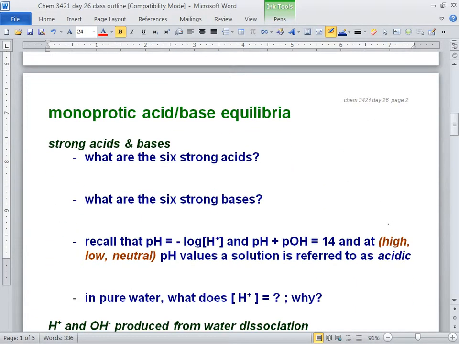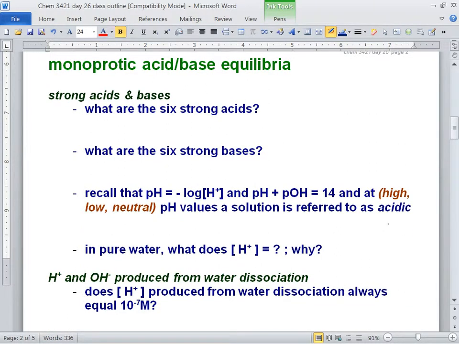Monoprotic acid-base equilibria. What are the 6 strong acids? Marlena, what are the 6 strong acids? HBr, HI, perchloric acid, nitric acid, sulfuric acid, and hydrochloric acid. Yeah. Okay. How about the 6 strong bases, Gloriana?